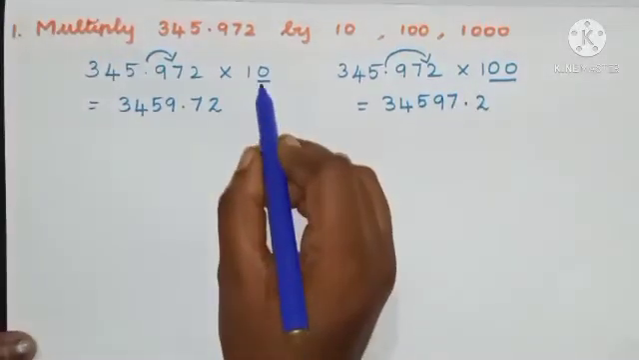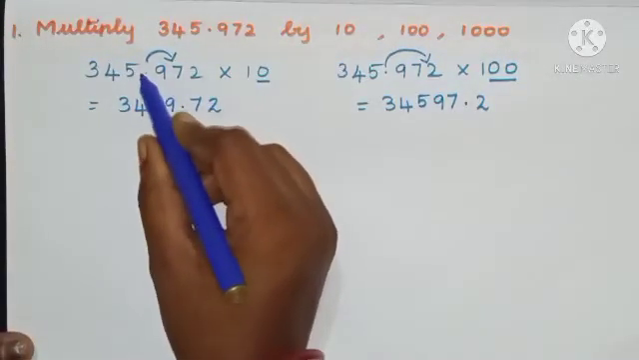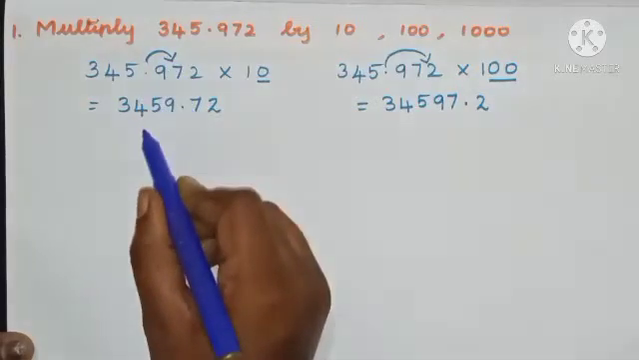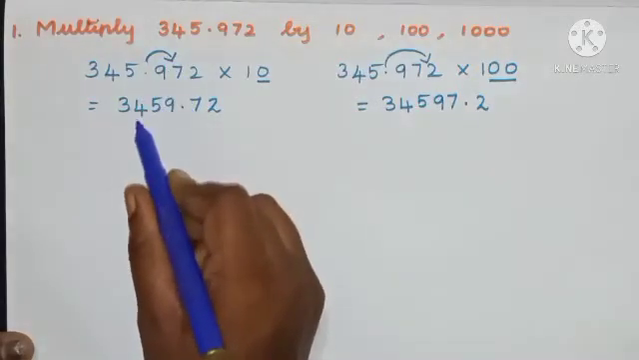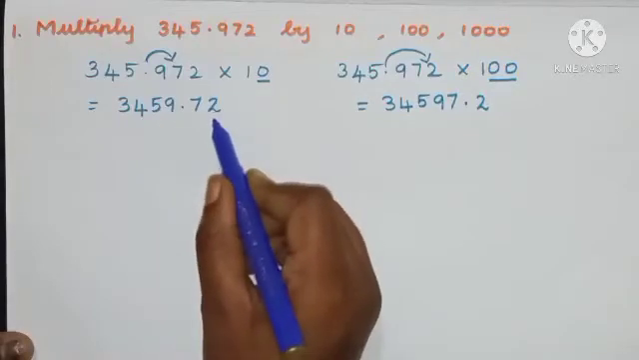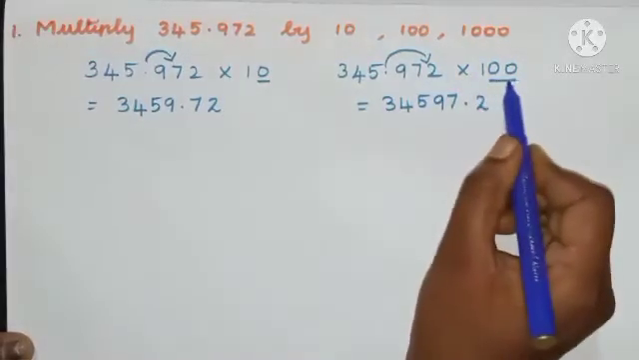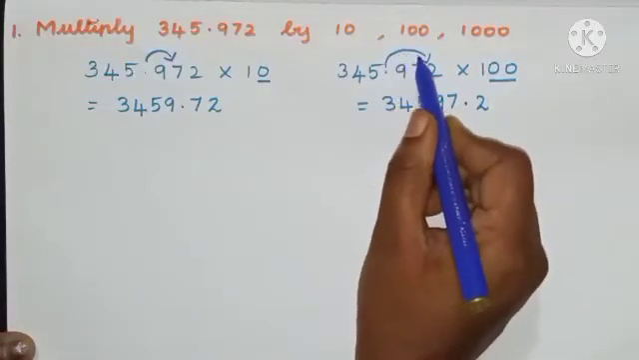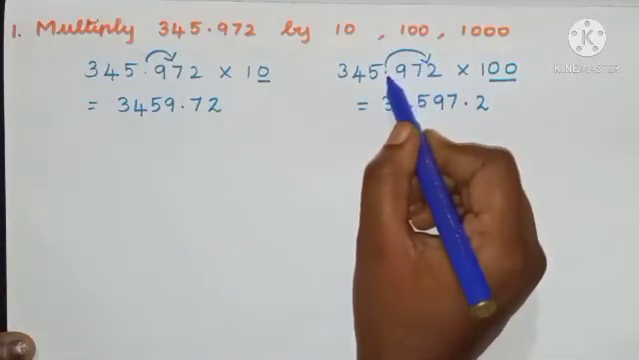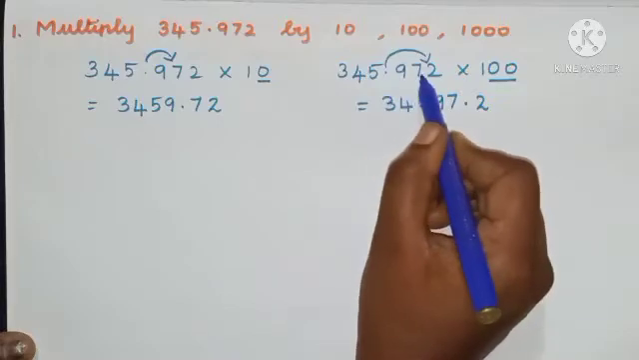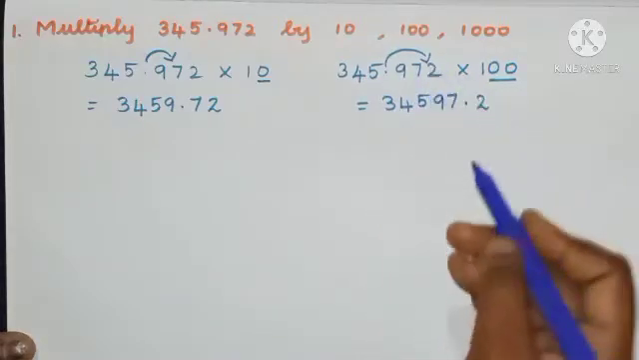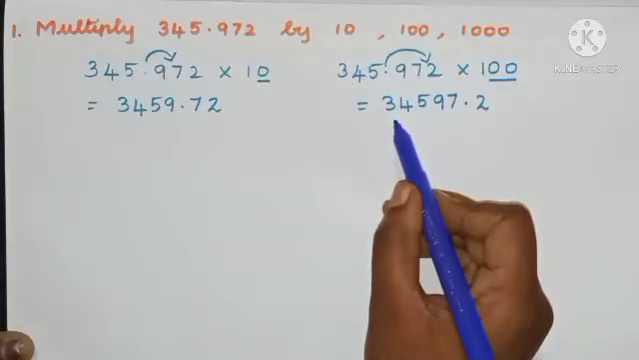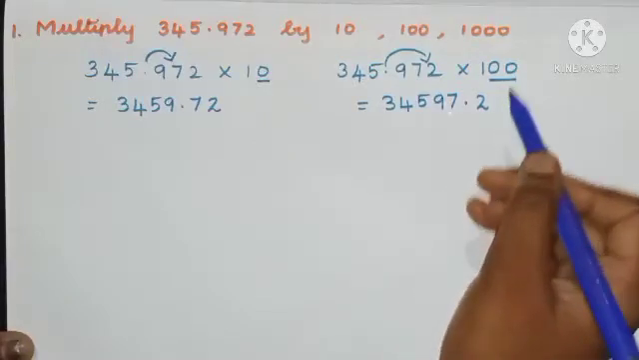Students, now it is clear, no? Here we have only one 0. So you have to move the decimal point one place towards the right, and you will get the answer as 3459.72. But here we have 2 zeros. So you have to move the decimal point 2 places towards the right, and you will get the answer as 34,597.2.